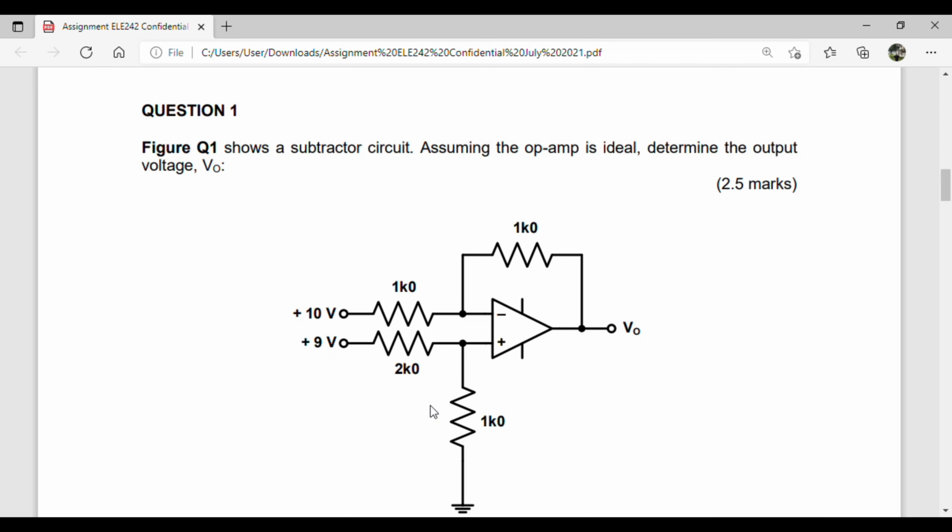So this is question 1. Figure Q1 shows a subtractor circuit. Assuming the op-amp is ideal, determine the output voltage V0. We can use either the calculation method or the simulation method.